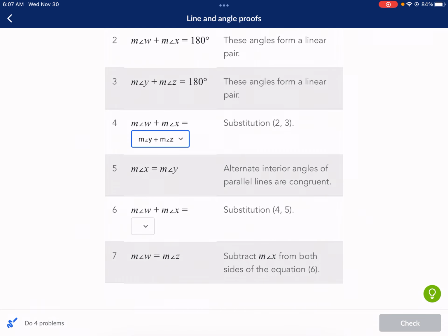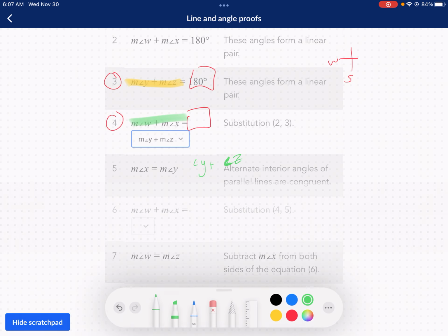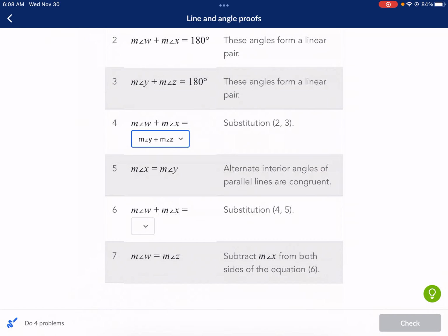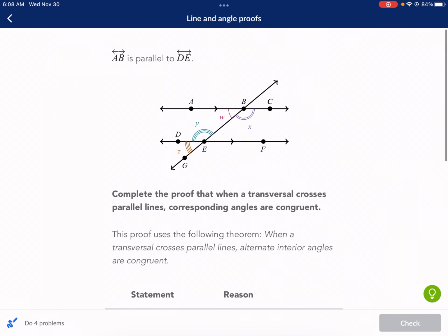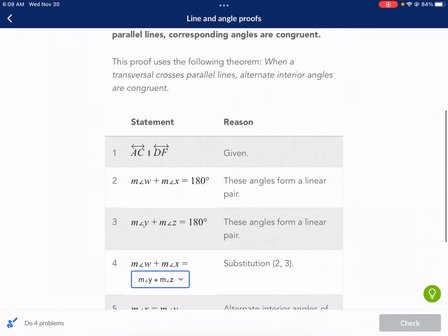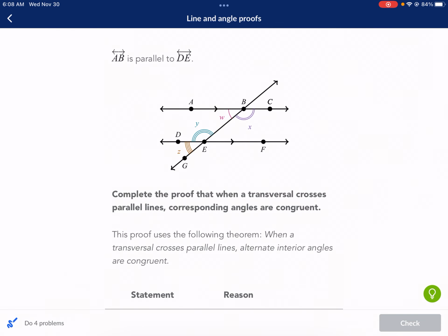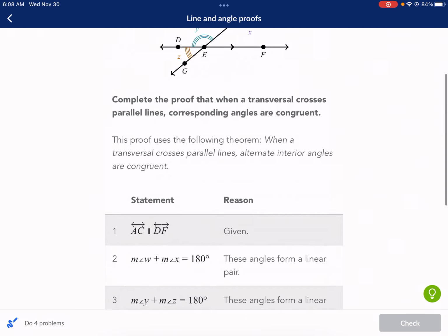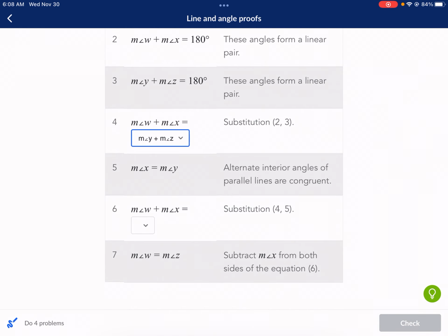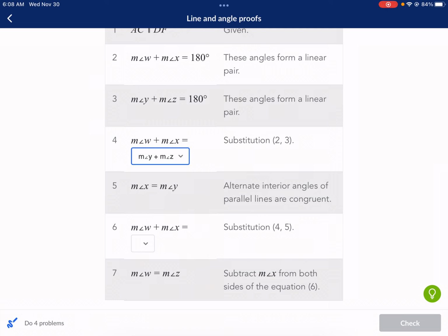Now we're moving on. This is a completely different thing, and you can see that we're not using prior information from the previous proof, because it says alternate interior angles of parallel lines are congruent. That was from the statement it gives us. So it's telling us that the measure of X and Y are equal. That's what I said in the first things. That blue one and that purple one are equal. So we're going to use that for our next puzzle piece. So we say W plus X equals. And it's saying substitute 4 and 5. So we already know for 4 that W plus X equals Y plus Z.